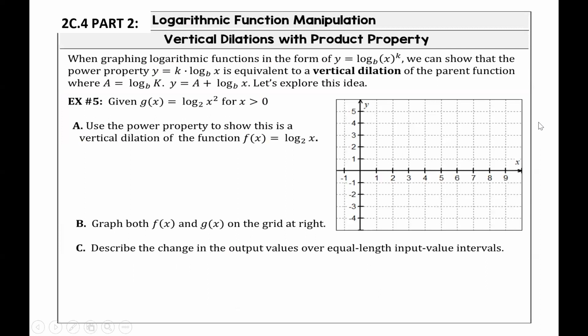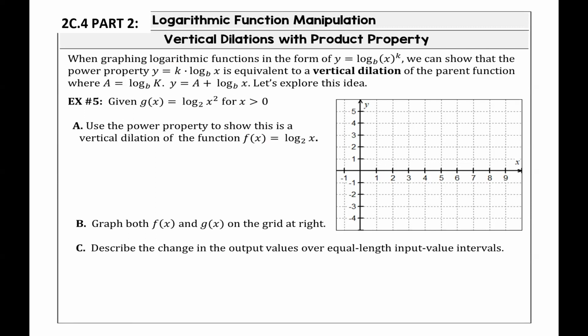So up first, we kind of did a problem similar to this yesterday before we left, when we first started talking about vertical translations, transformations. Now we're doing a vertical dilation. It says when graphing log functions in this form, y equals log base b of x to the k, we can show that the power property turns it into a vertical dilation of the parent function, okay?